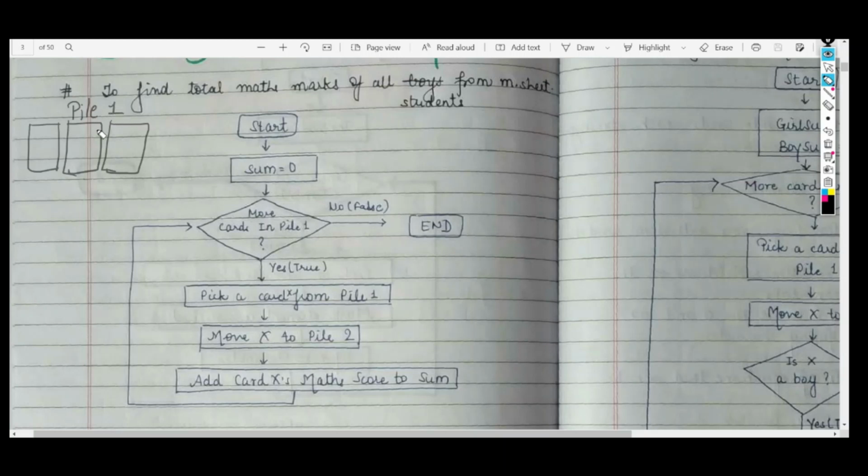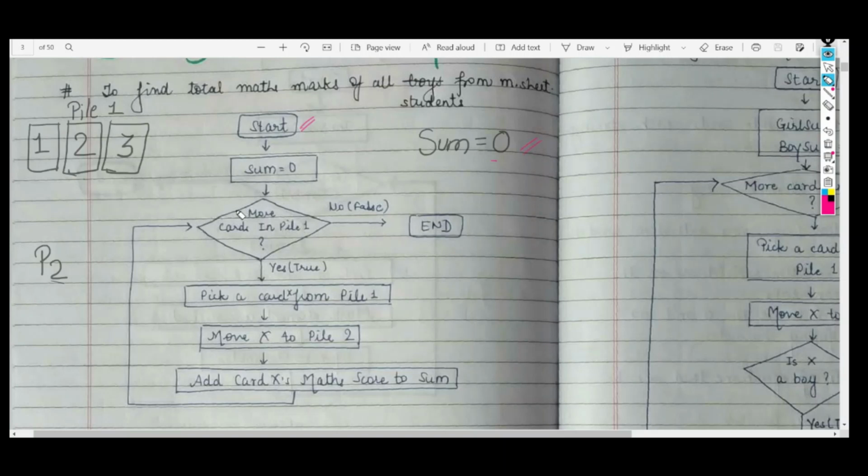In pile one, I have three cards, card one, card two, card three, and this is pile two, which is empty for now. As you can see, we have a flow chart here. We start with this terminal block, start. Then we have one variable called sum, and its initial value is 0, as I have written here also.